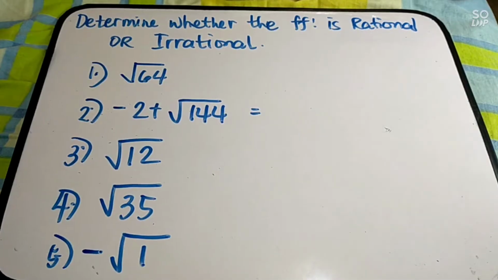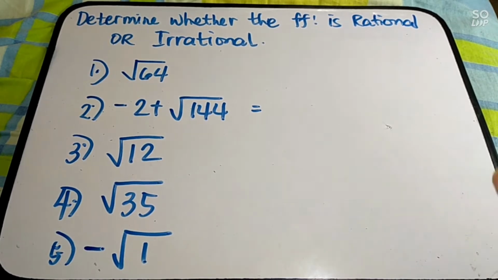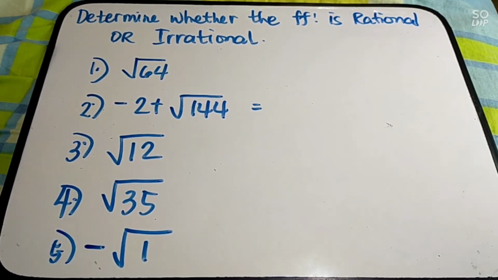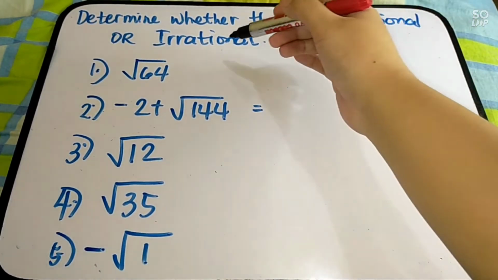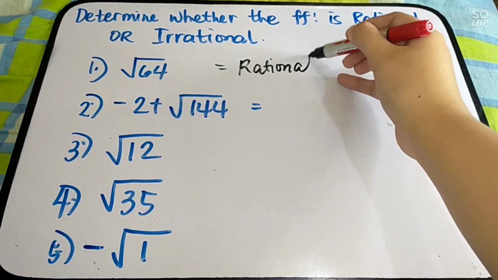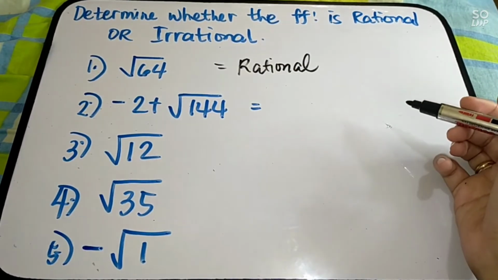Alright? Determine whether the following is rational or irrational. Number 1, square root of 64. Rational or irrational? Okay, right. This one is rational. Why rational? Kasi perfect square is 64. If you find the square root of 64, the answer is 8.